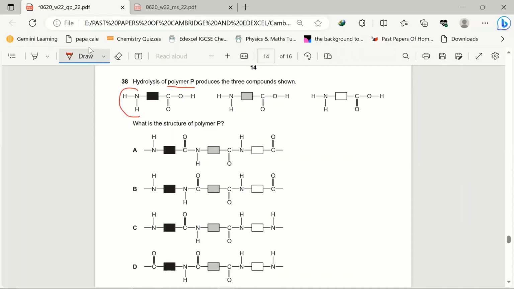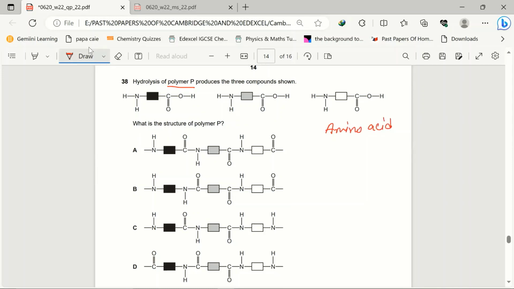This is an amine and this is a carboxylic acid. So amine, carboxylic acid, amine, carboxylic acid. So all of them are amine and carboxylic acid. Varying, these blocks are CH2. They have different number of CH2, maybe 4 CH2 and 6 CH2 and 8 CH2, maybe. But all of these blocks are basically amino acids, which are building block of protein amino acids.